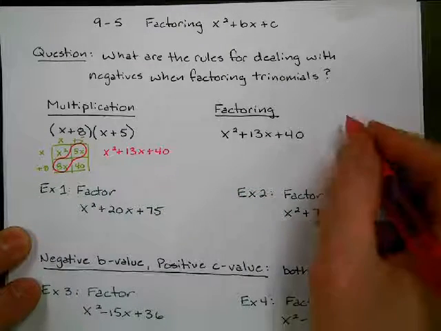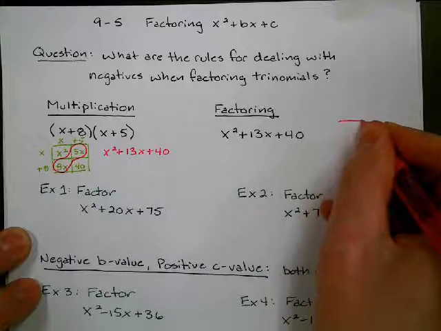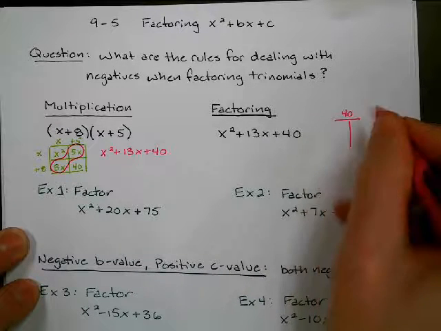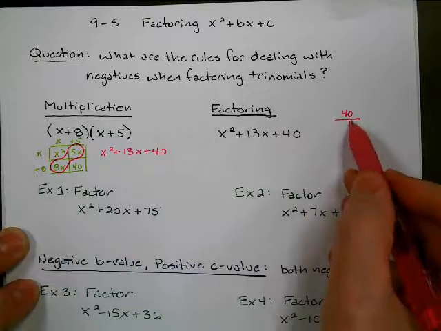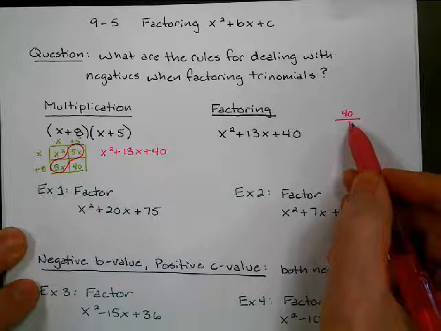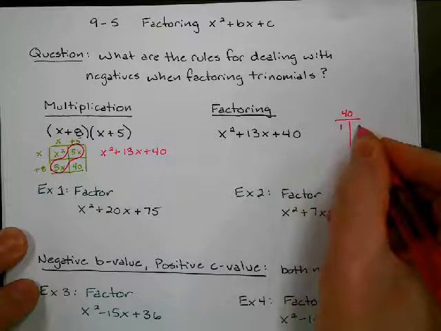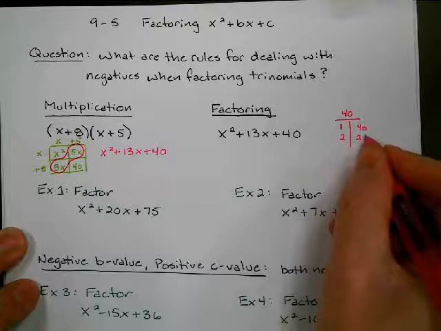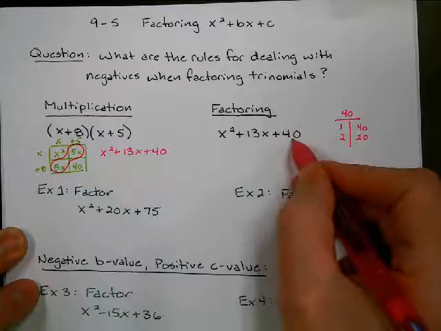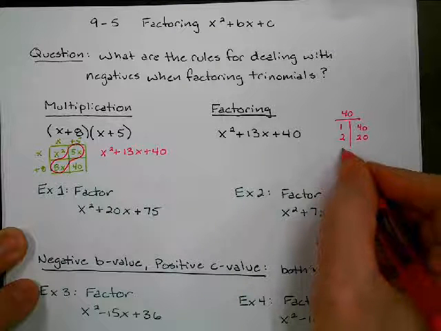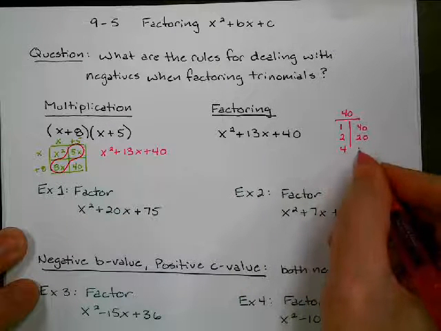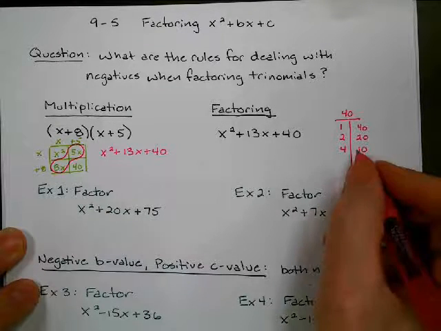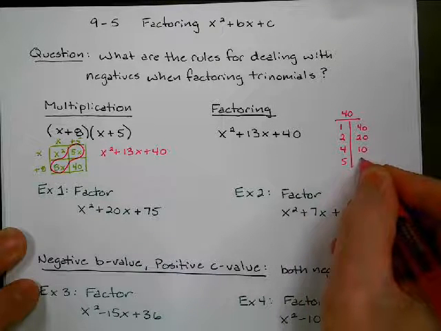In order to factor these problems, what I want you to do is set up a t-table with that last term in it, 40. Now let's think of all the different ways that we can multiply and get 40. Let's start with 1. 1 and 40. What about 2? Yep, 2 goes in there. 2 and 20. These are all the ways to multiply to get this number. Does 3 go there? No. 4, yep. 4 and 10. Does 5 go in there? Yes, 5 and 8. Missed that one.